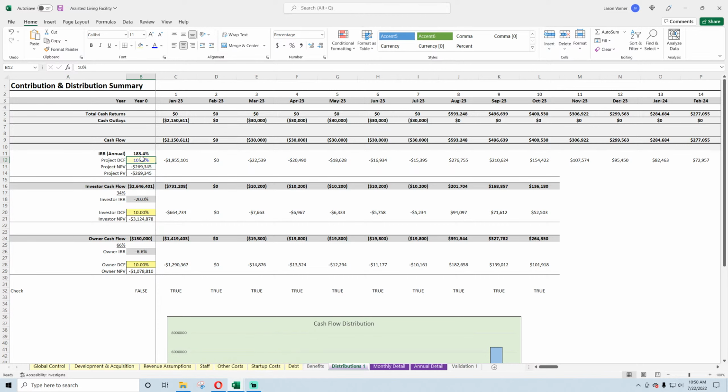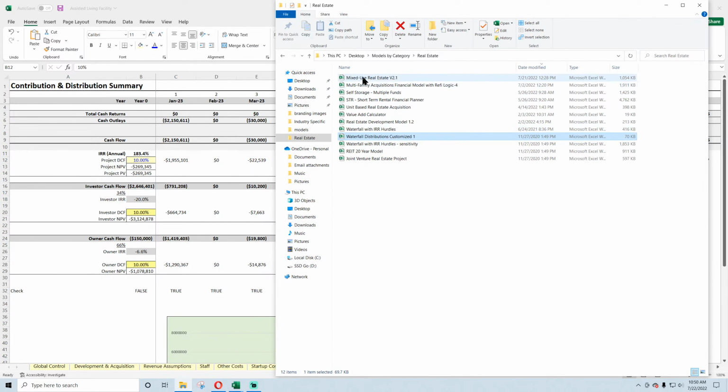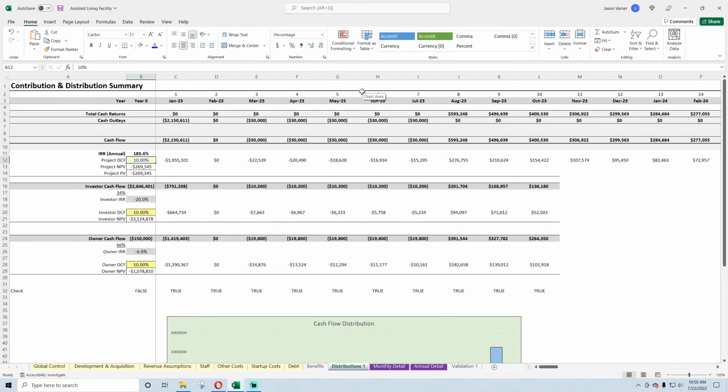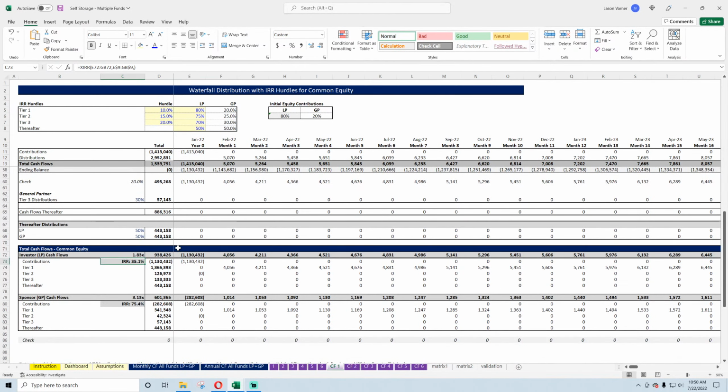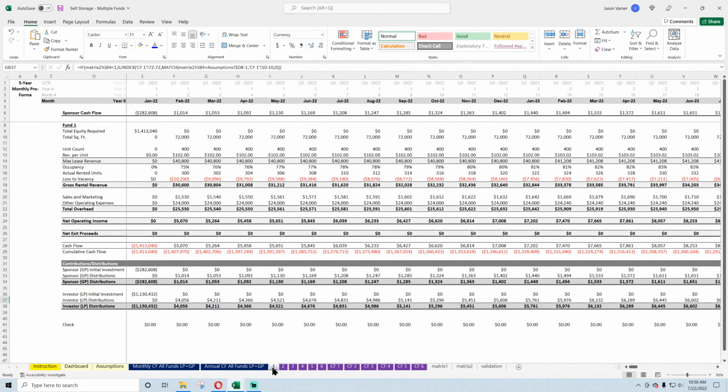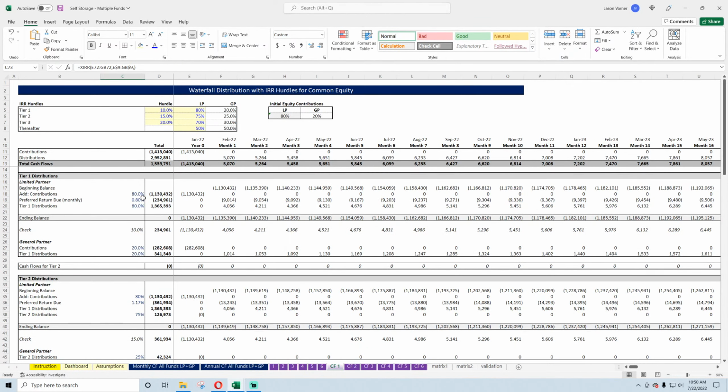I'm trying to remember. So if this is at 10% annually, the monthly compounded rate is lower. And I know I did this one in the self-storage deal, I believe. I had a monthly waterfall on here. Let's look at this one. So here was the hurdle. This was the annual hurdle rate for internal rate of return. And then, yes, so here's the conversion to monthly.